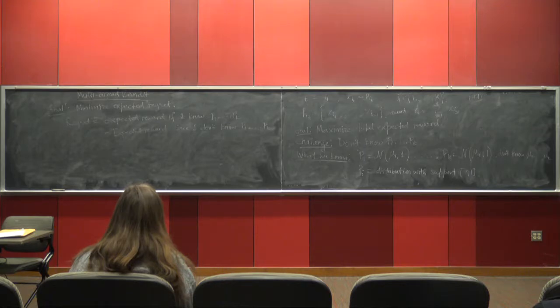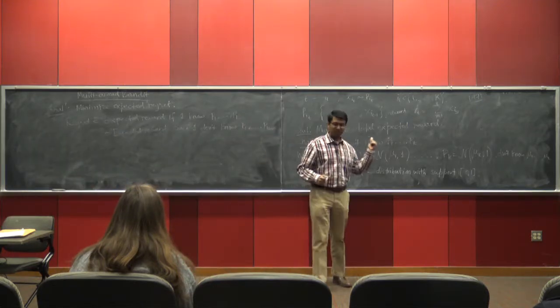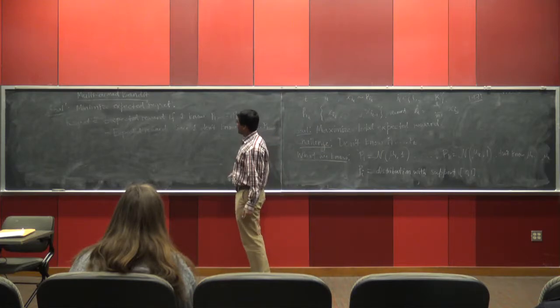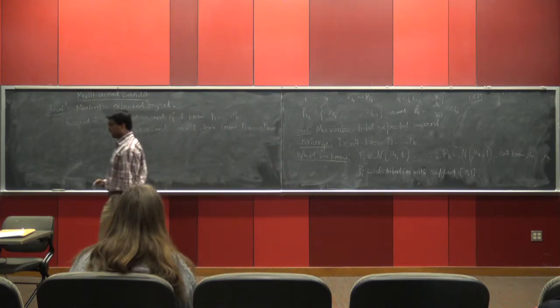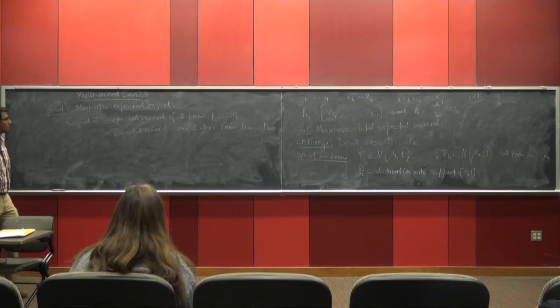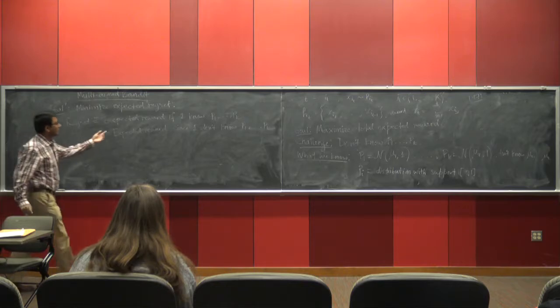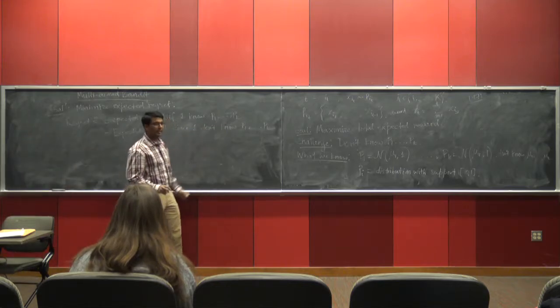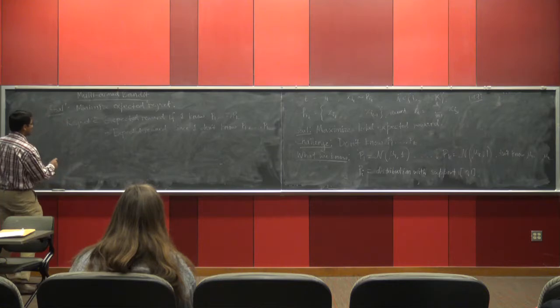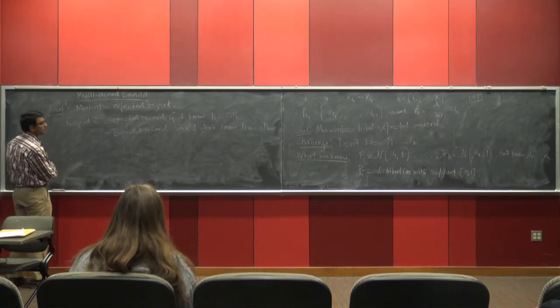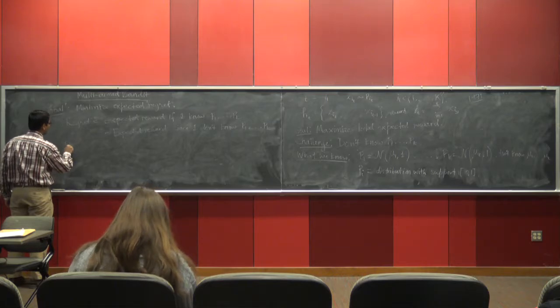Right? So anyways, going back to the problem, this is what I want to minimize. So what is the expected reward if I knew P1 to PK? So let's see. So what's the expected reward?